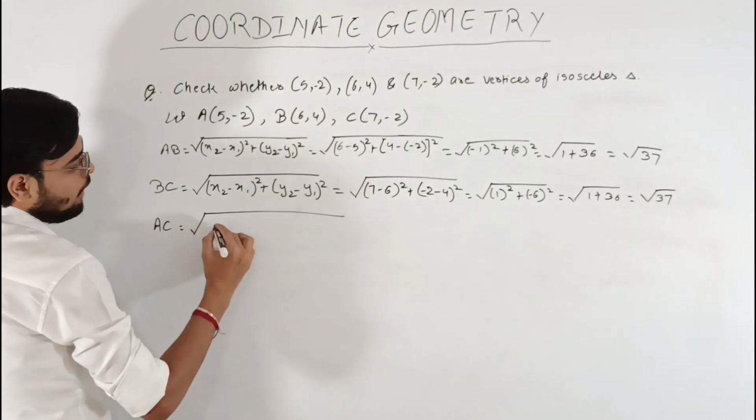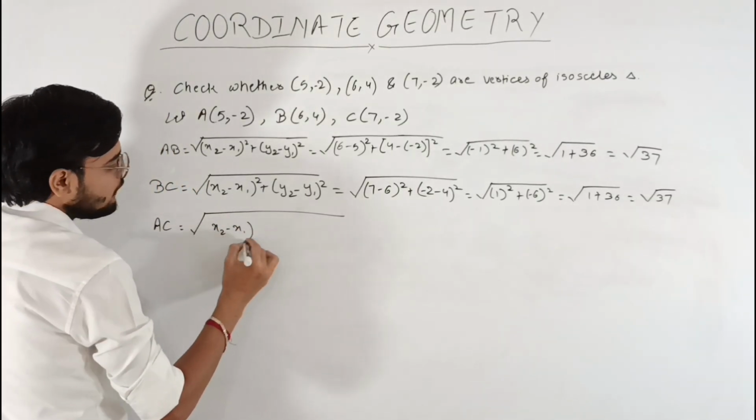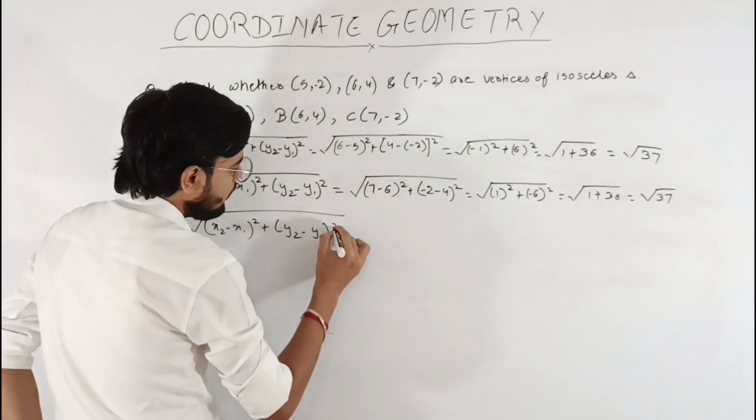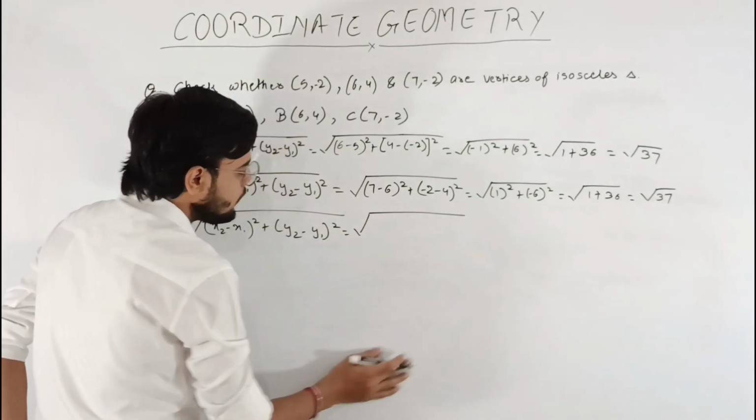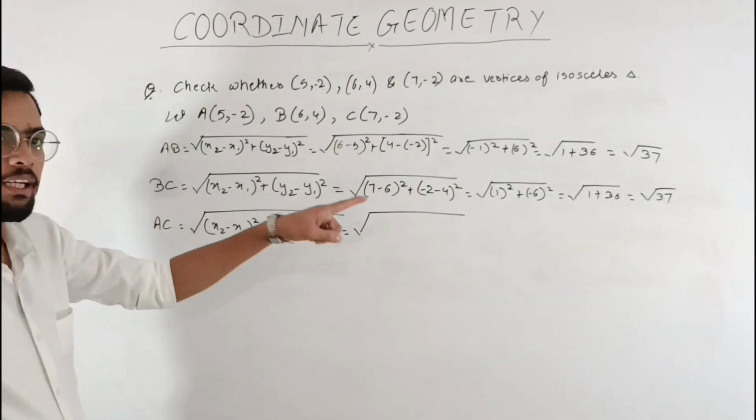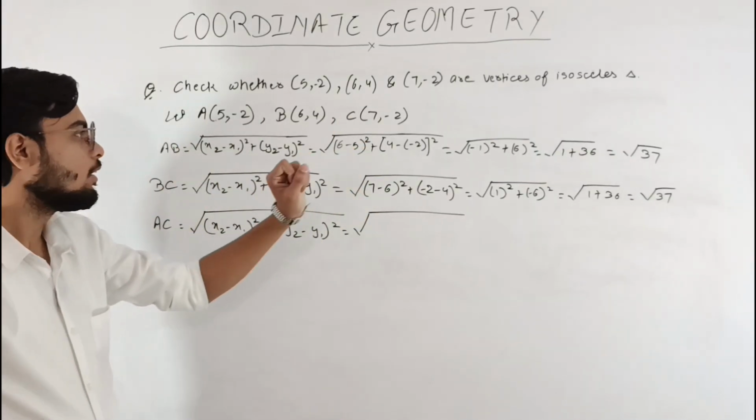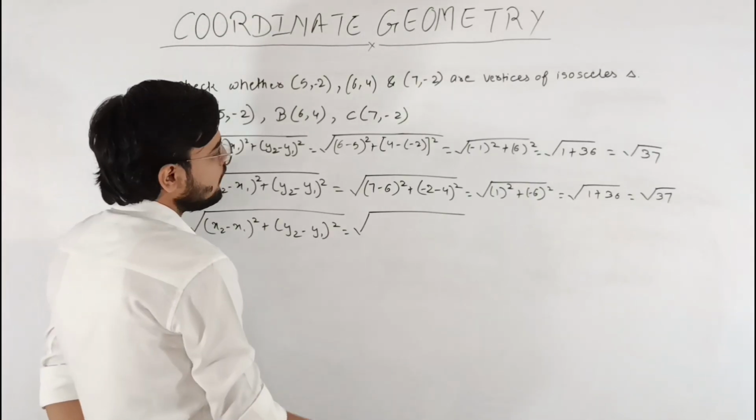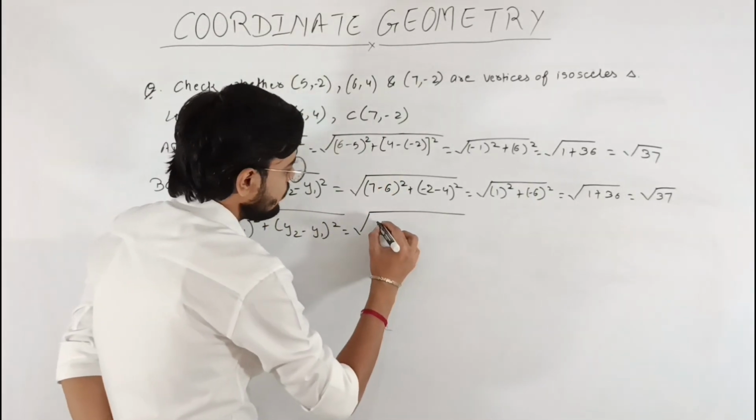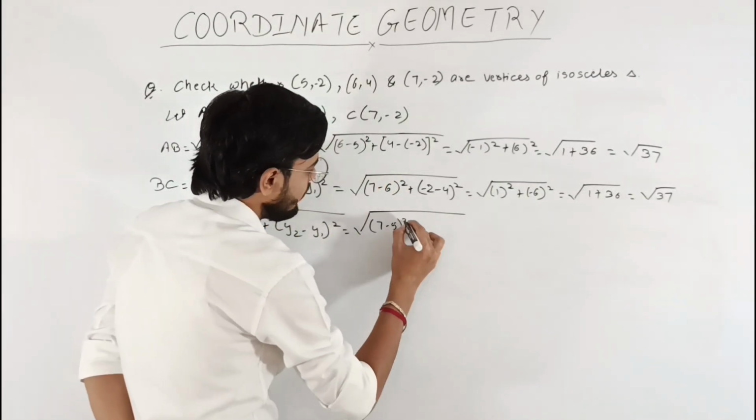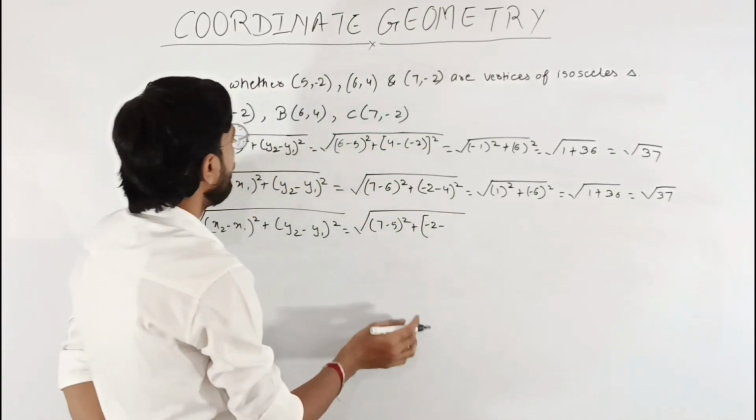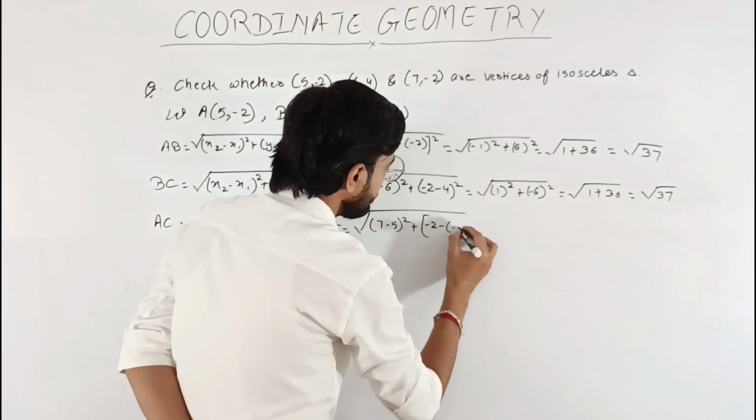In AC, again the formula is square root of (x2 minus x1) square plus (y2 minus y1) square, which is equal to, now look, which one is x2 and x1. In AC, x2 is 7, x1 is 5, y2 is minus 2, y1 is again minus 2. So x2 minus x1 means 7 minus 5, so (7 minus 5) square plus (y2 is minus 2 minus y1 is again minus 2).